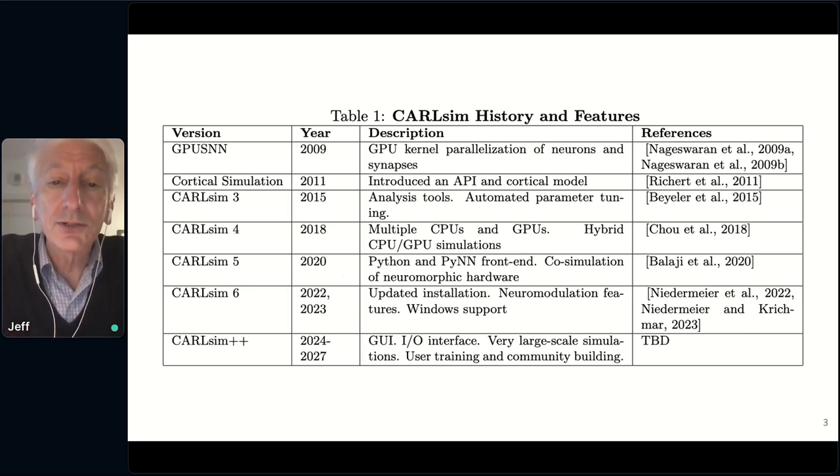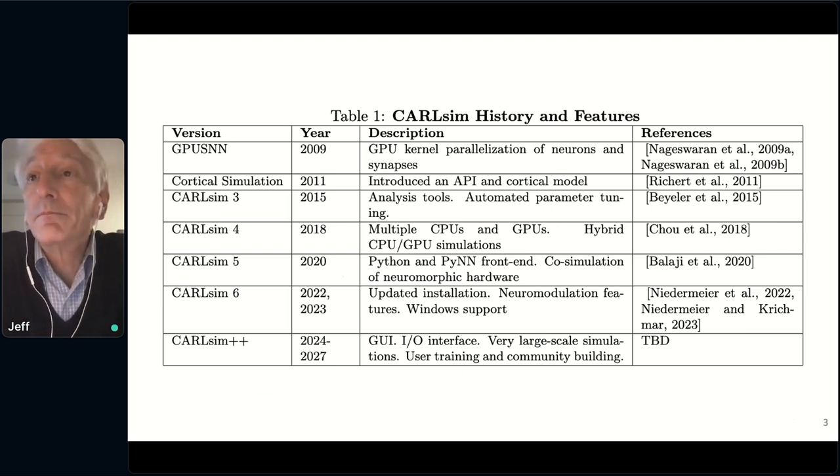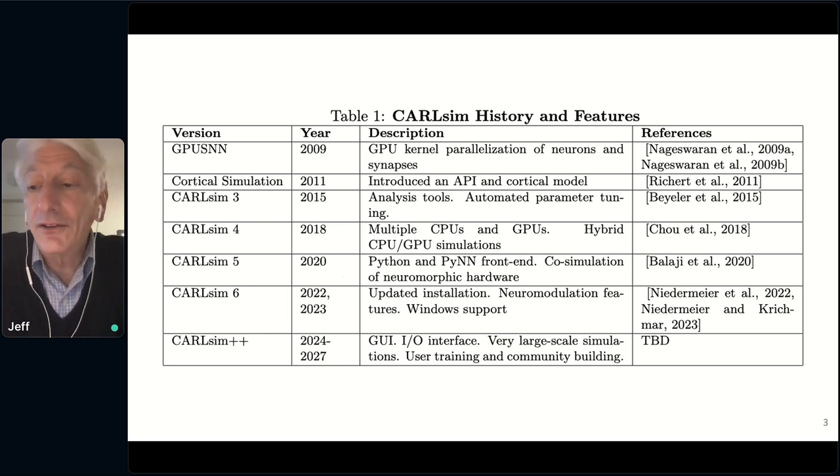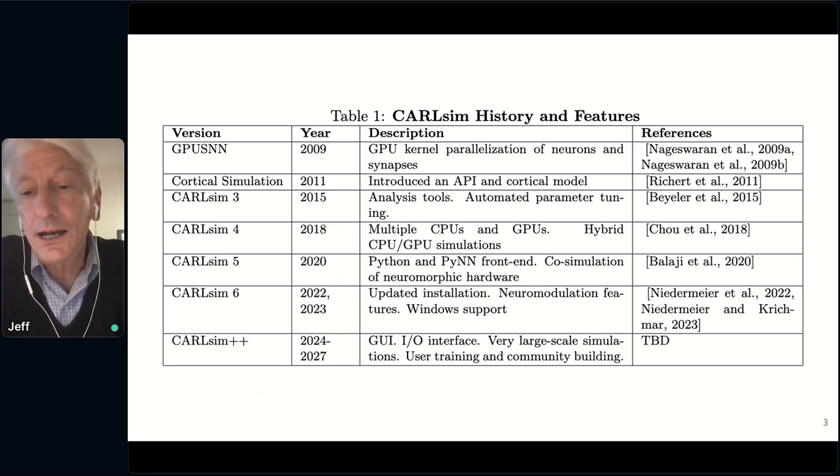As Emery said, it's got a long history. It started as a project back in the United States to support neuromorphic hardware. And we were supposed to provide spiking neural network applications that were several orders of magnitude larger than the hardware that was being developed by other members of our team. And I had a student named Jay Nageswaran that designed a kernel that really made GPUs parallelize the neurons and the synapses. And that kernel to this day is so well done, it is still at the core of CARLSim. I don't think any other simulator can do the kind of optimization that Jay's idea came through.